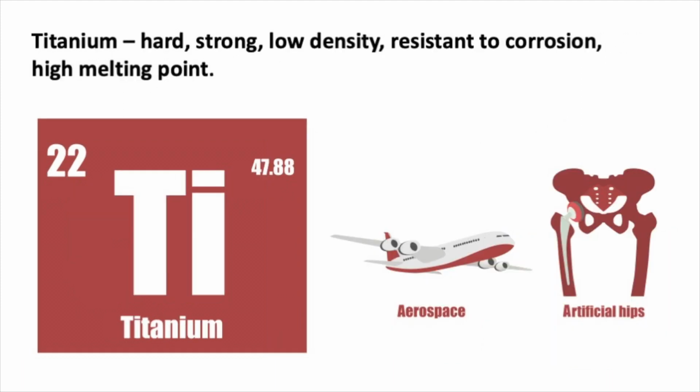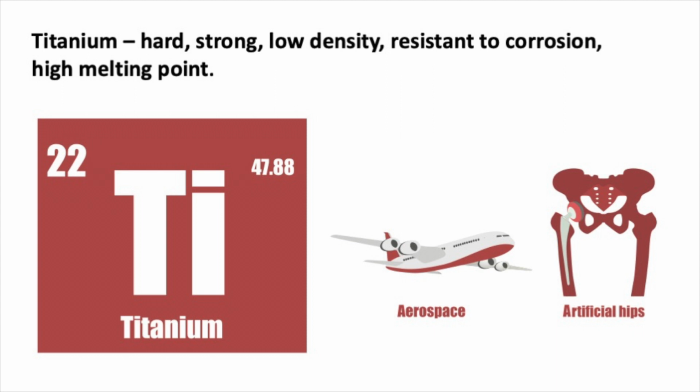Another transition metal you need to be aware of is titanium, and titanium is hard, strong, has a low density, is resistant to corrosion, and has a high melting point. Titanium has the chemical symbol Ti, and because of its properties, it finds uses in the aerospace industry and also making artificial limbs such as artificial hips.